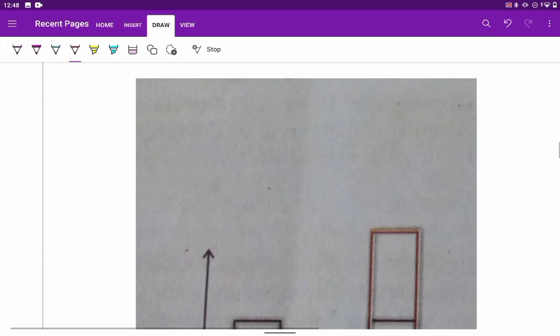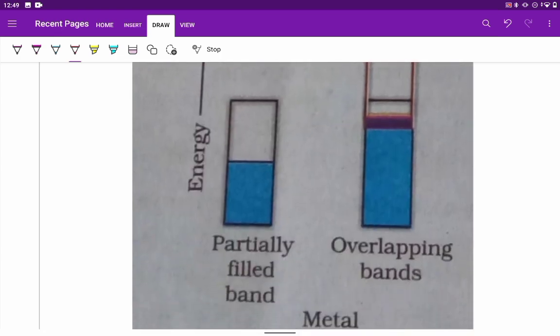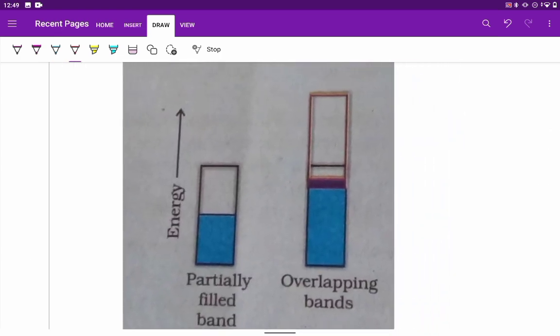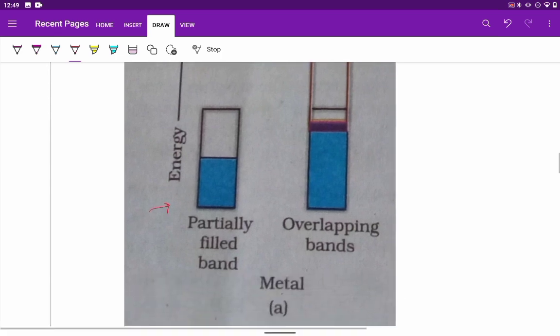We can see in this figure, students, there are two cases. In first one, this is a partially filled band, so here conductivity is possible. Here there is an overlapping of bands. It overlaps with the higher energy unoccupied band, which is called the conduction band. So the electrons can flow easily. Okay, so this is one case. This is for the metals.